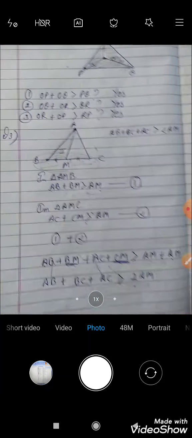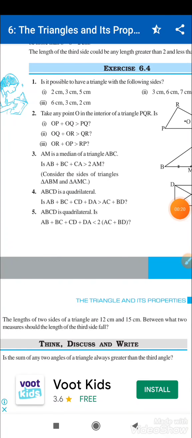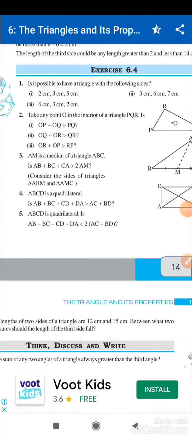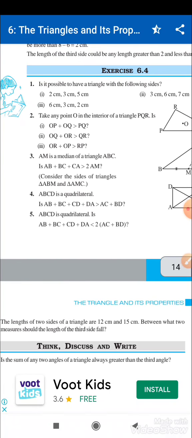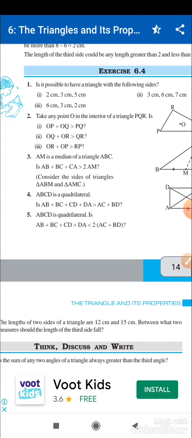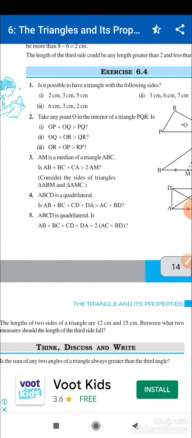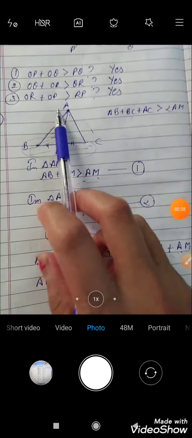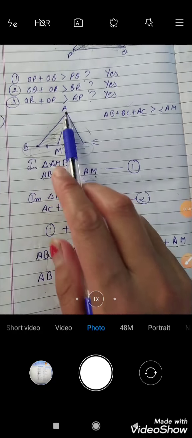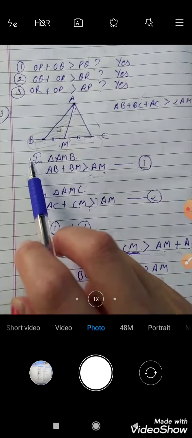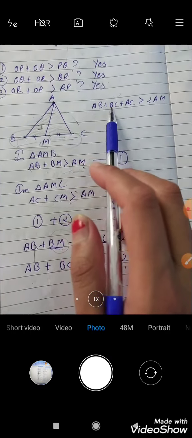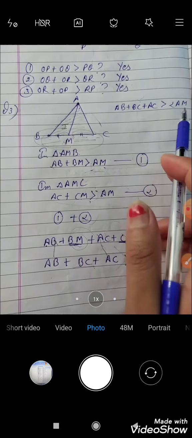Now move to our third question. Our third question is, AM is a median of triangle ABC. Is AB plus BC plus CA greater than 2AM? Consider the sides of the triangle ABM and triangle AMC. So here is the triangle ABC and AM is the median of this triangle. Now we have to prove that AB plus BC plus AC is greater than twice of AM.